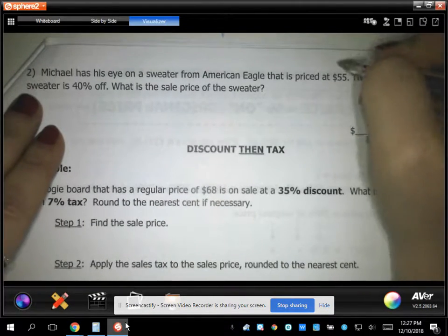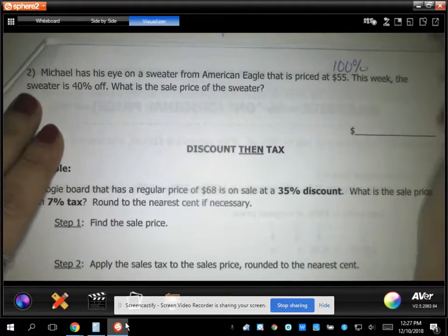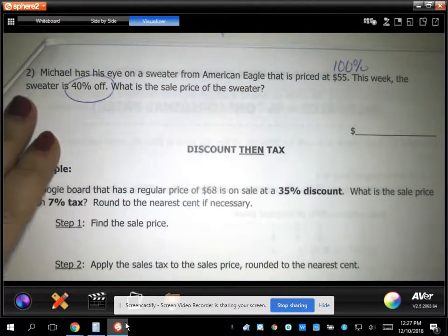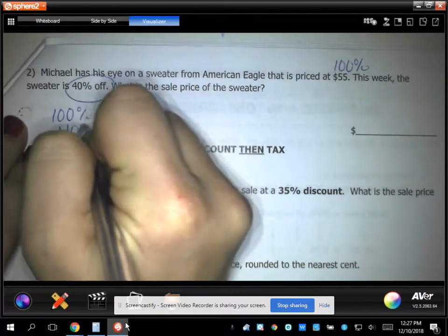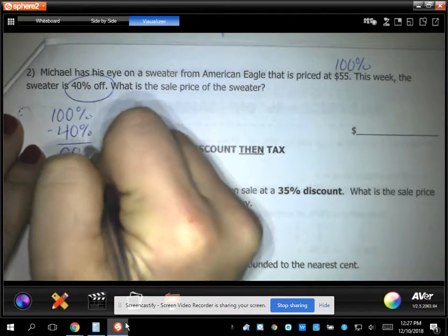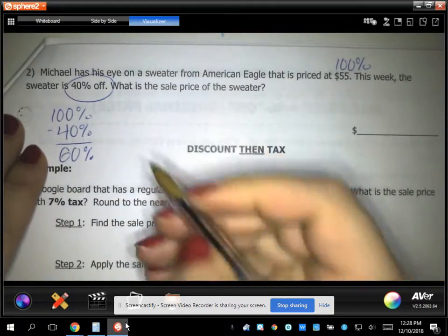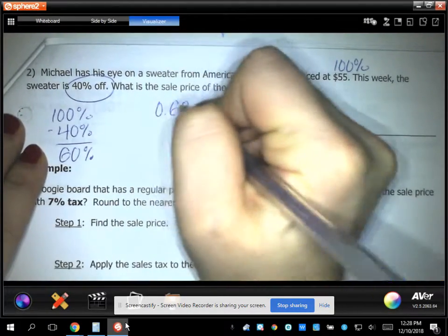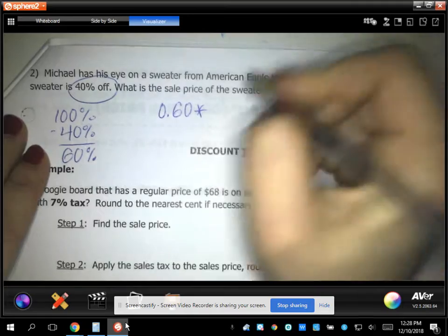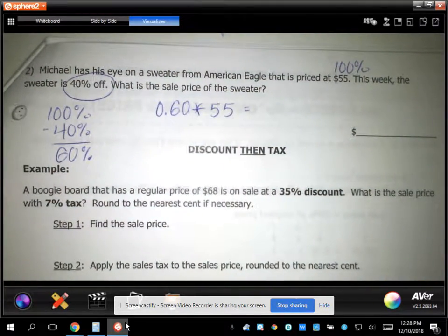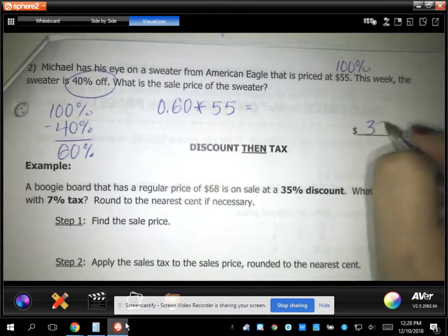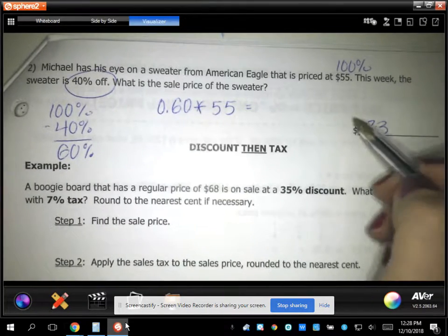Well, Michael is going to have to pay 100% of the price, but it's 40% off. So you're going to do 100% of the price and take away 40%. So Michael only has to pay 60% of the price. So Michael has to pay 60% of $55. 0.6 times 55. All right. The sweater is now going to be $33.